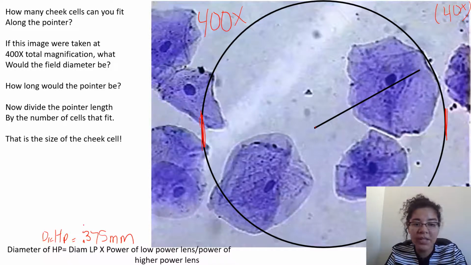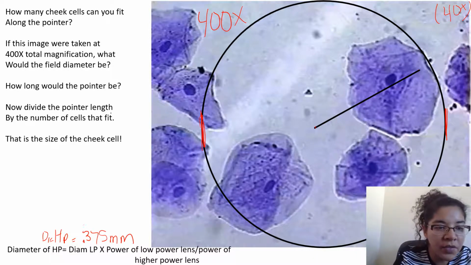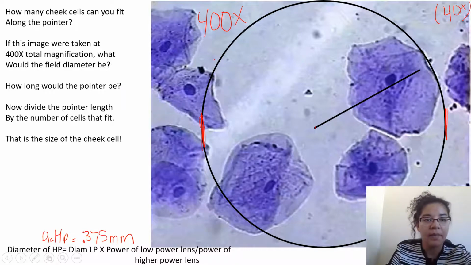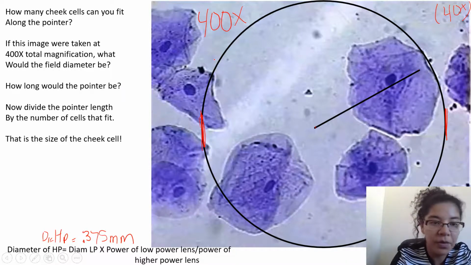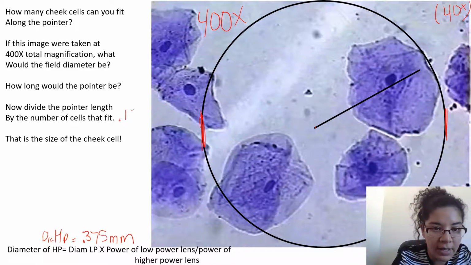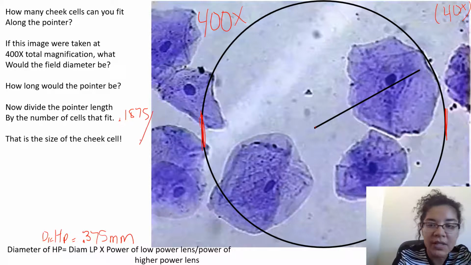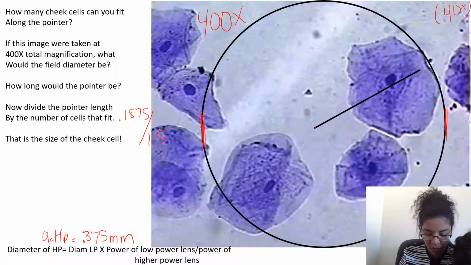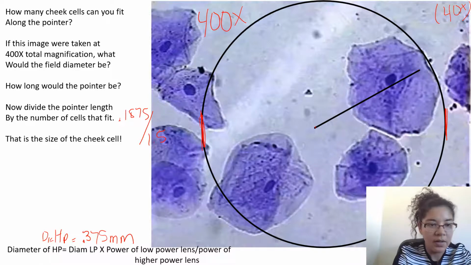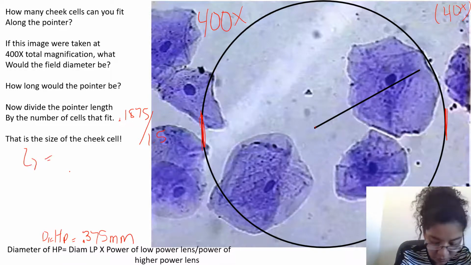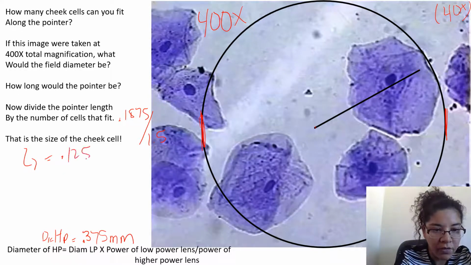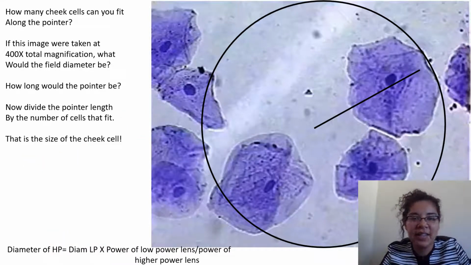Now divide the pointer length by the number of cells that fit in the pointer. The pointer would be 0.1875, and I would say 1.5 cells fit under the pointer length. So divide that by 1.5, and you get the size of one cheek cell equals 0.125 millimeters. That's calculating the size of the cheek cell.